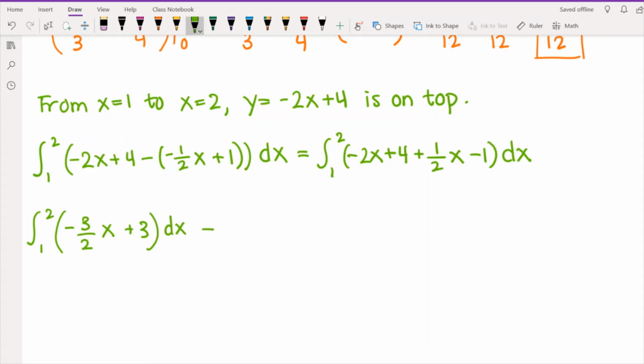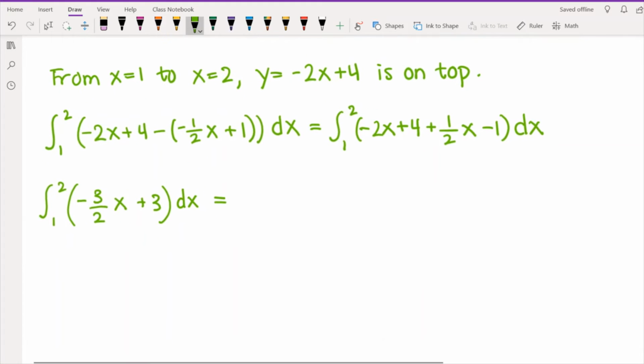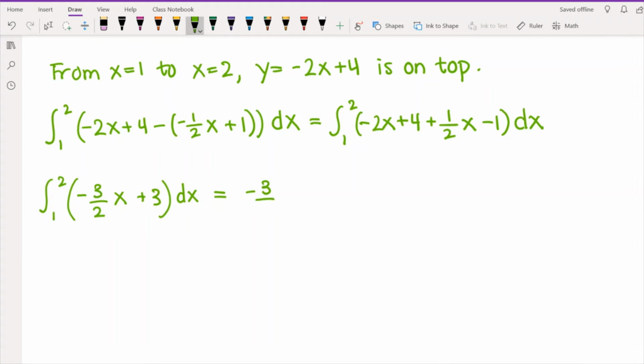And so now we can take the antiderivative. So the antiderivative of x is x squared over 2, and then we multiply that with negative 3/2 for a total of negative 3/4 x squared. And then we have plus 3x. And we're evaluating this at 2 and at 1.